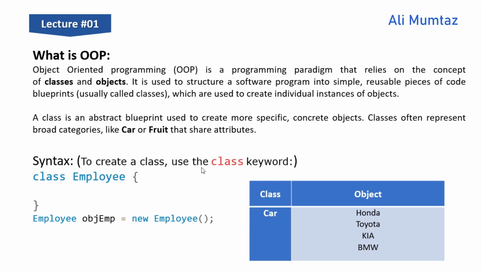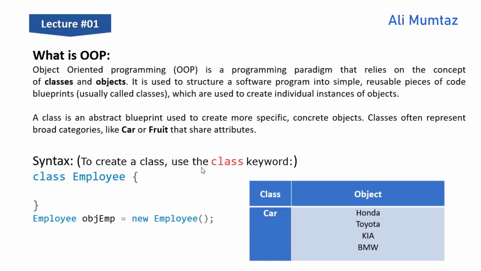Today will be our first video on object oriented programming in which we will discuss what is object oriented programming and what are classes and objects. So, what is object oriented programming? Object oriented programming is a programming paradigm, which means it is a set of rules and ideas and concepts. It is basically a standard for programming that we use to solve a specific problem.